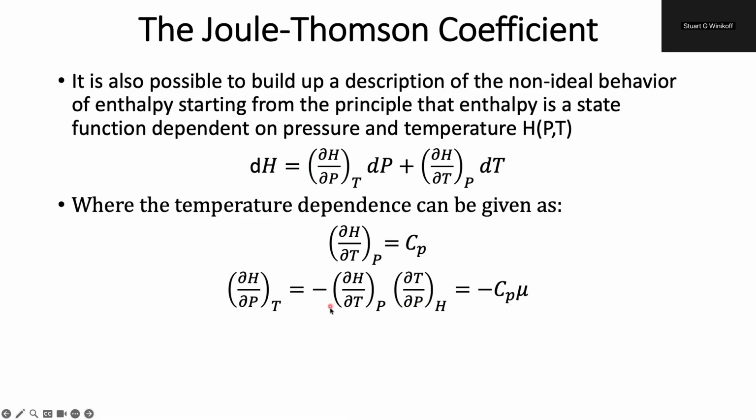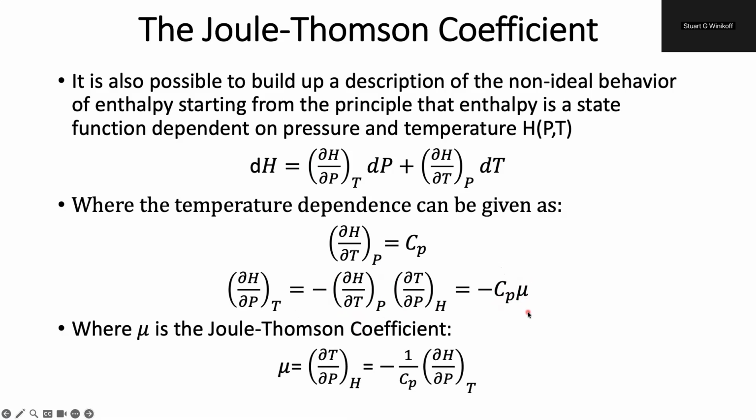Now, when we do this, we end up with two terms. Again, this first term should look fairly familiar. It's going to be simply the isobaric heat capacity. But we get this new term, this mu, and this mu stands for the Joule-Thomson coefficient, or again, the isenthalpic change in temperature with pressure. So again, if I increase the pressure of the system, how much would I expect the temperature to change? Now, this can be related to that full derivative by the negative of 1 over Cp and then that isothermal change in enthalpy.